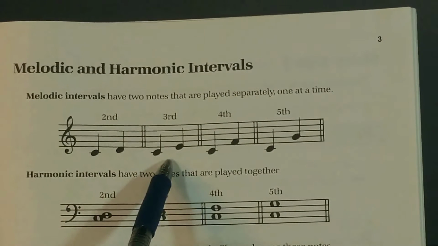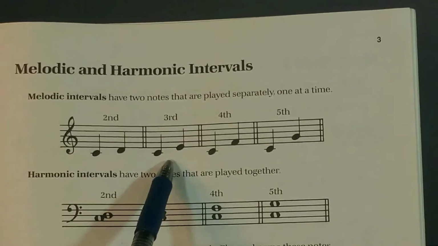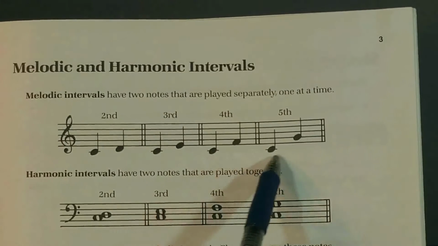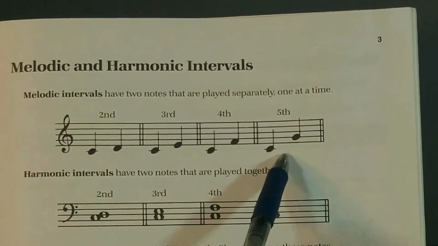From C to E is the melodic third. These notes skip a note in between them. From C to F is the melodic fourth, and from C to G is a melodic fifth.